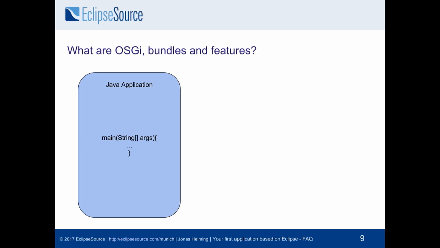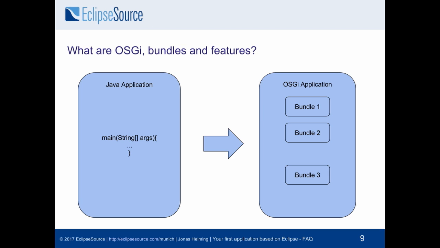OSGi is a module system for Java. And the main idea is, instead of having one big Java application where you put everything on the class path and then deploy the whole chunk, you can split your application into an arbitrary number of independent components, like 1, 2, 3. Those components in OSGi are called bundles. So that's the name for one component or for one module.